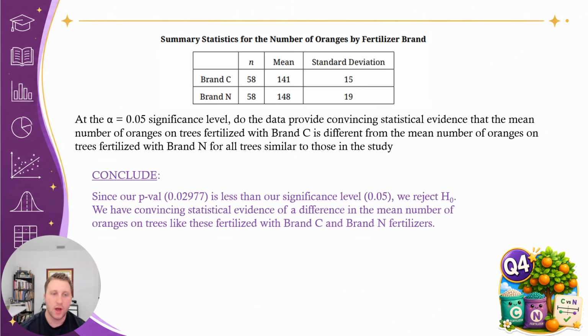And then finally, our conclude step, we're going to compare our p-value to our significance level. Since our p-value of 0.02977 is less than our significance level of 5%, we reject the null hypothesis. We have convincing statistical evidence of a difference in the mean number of oranges on trees like these that were fertilized with brand C, the current brand, and brand N, the new brand of fertilizer.